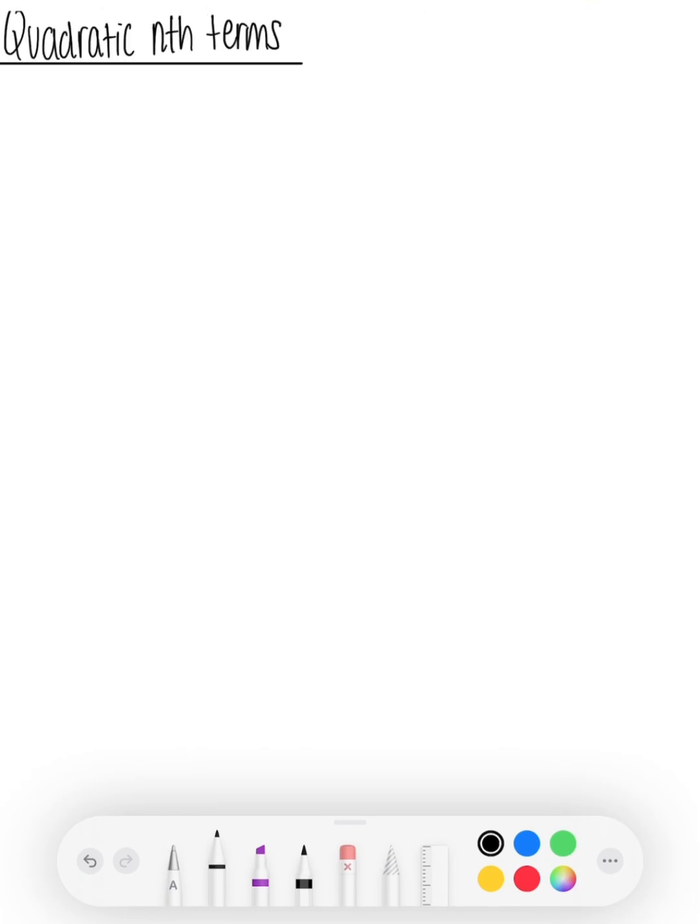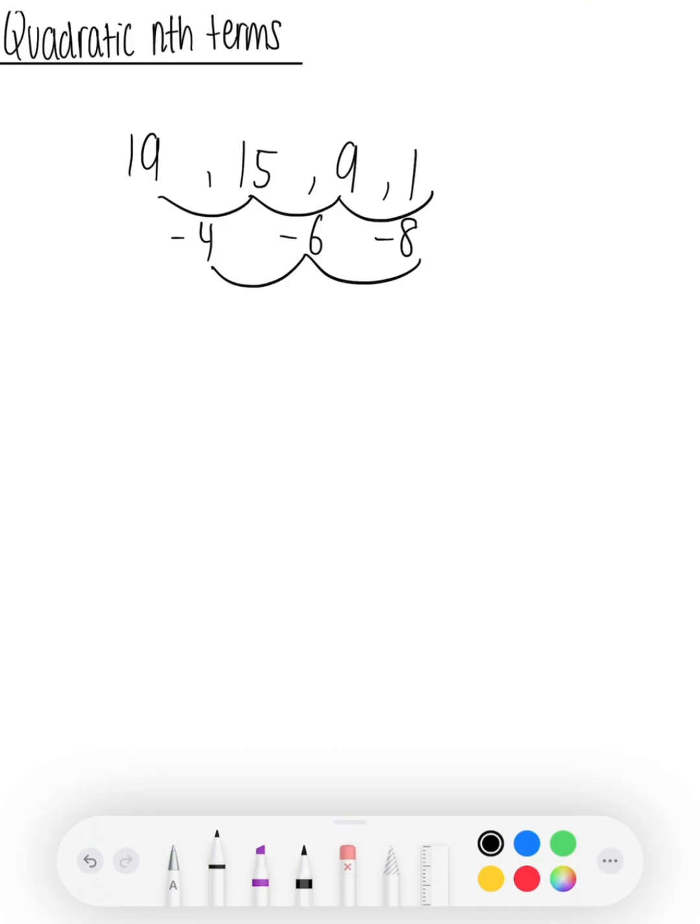And the final question was asking us to find the nth term of 19, 15, 9, and 1. So what we will do from here is find the common differences again. So 19 and 15, the difference will be a -4. Difference between 15 and 9 will be a -6, and the difference between 9 and the 1 will be a -8. Now, we haven't got a common difference quite yet, so we're going to do the same thing again between these. So we've got a difference of -2 and a difference of -2.